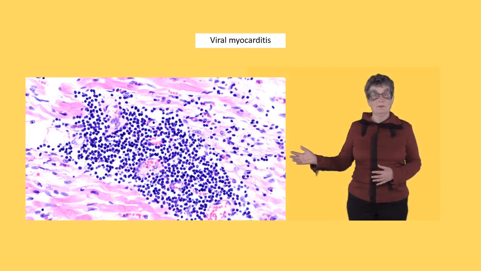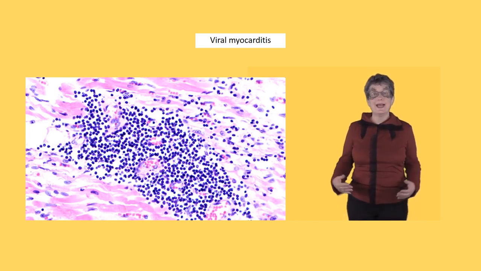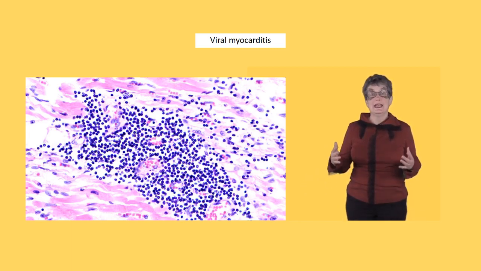Here we have an autopsy picture of someone who's had viral myocarditis. They have a massive lymphocytic infiltrate into the myocardium. It prevents the myocardium from contracting, hence sudden death.